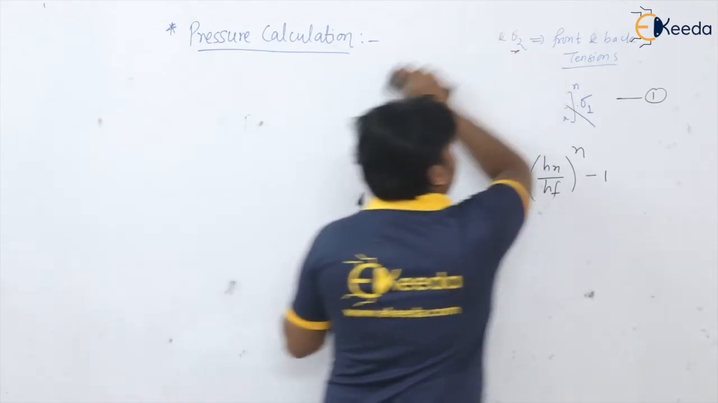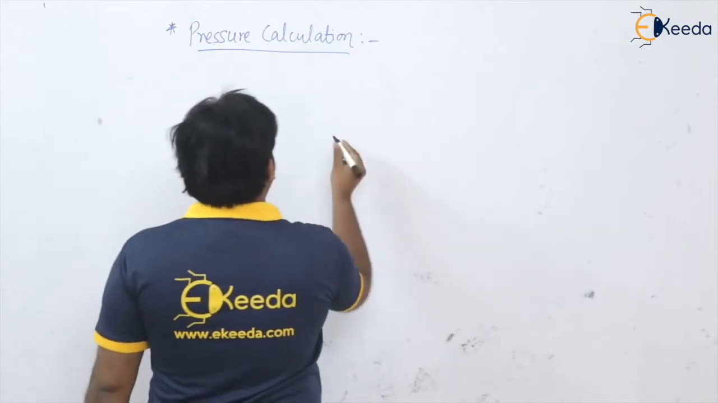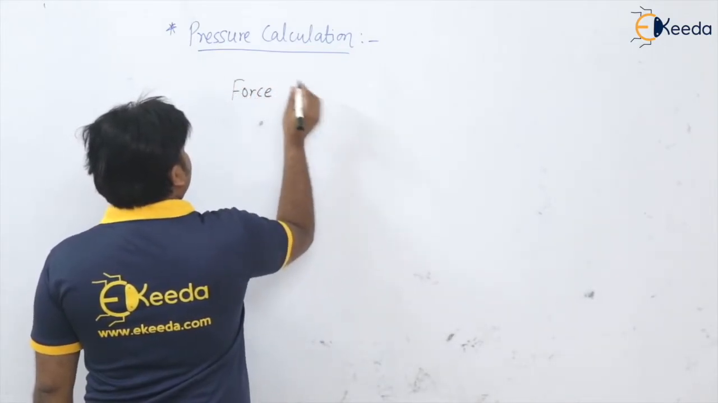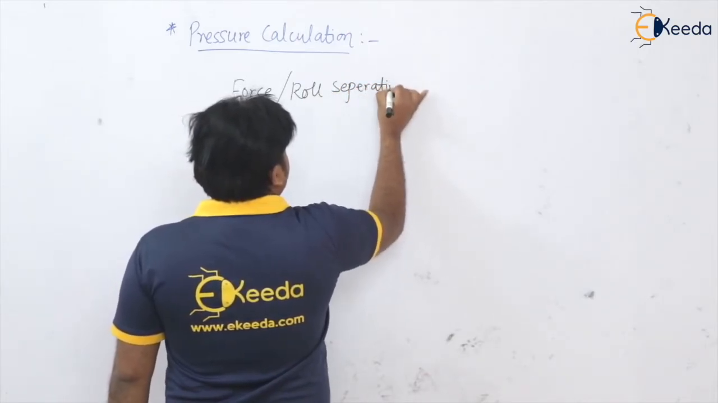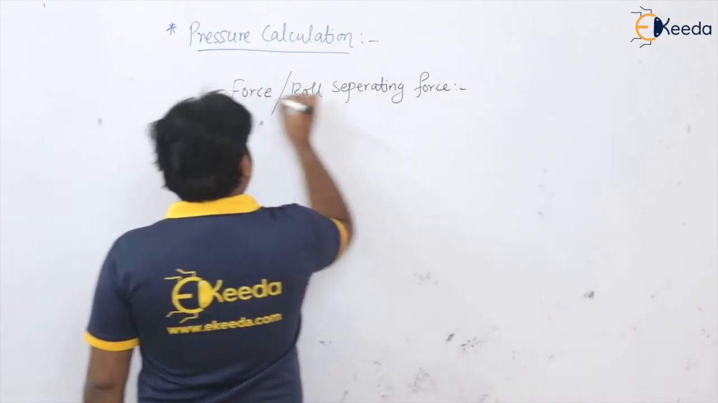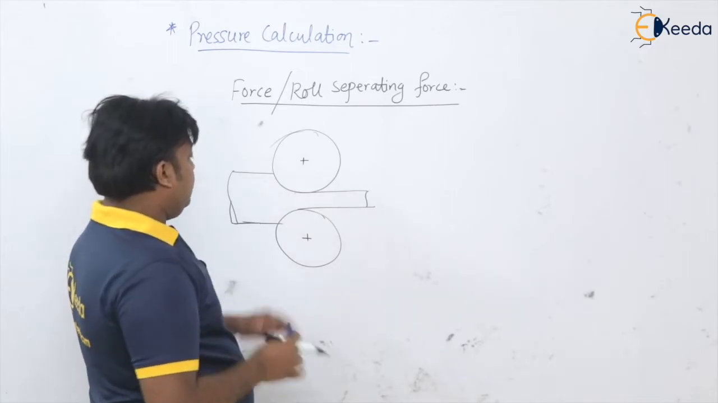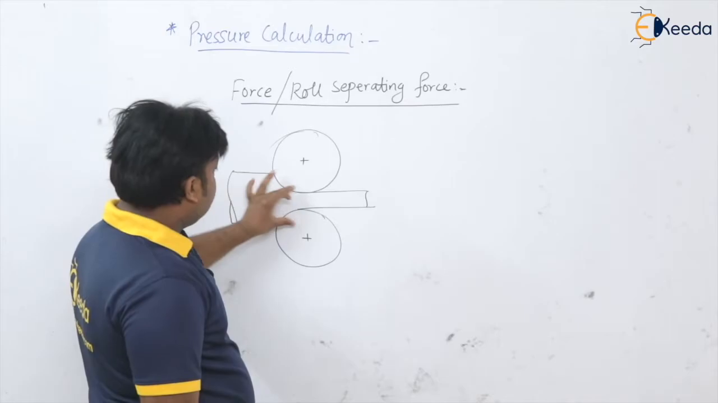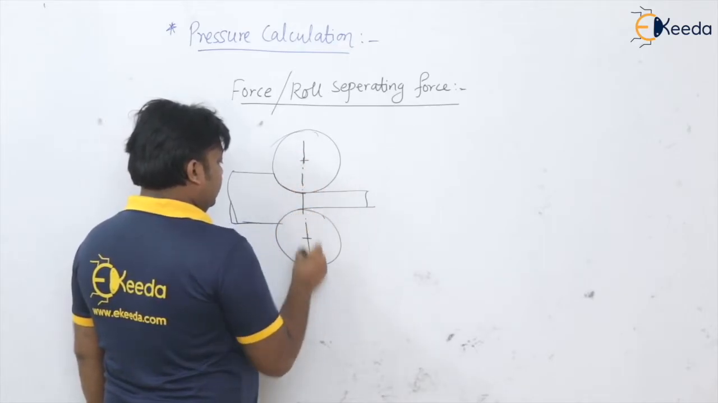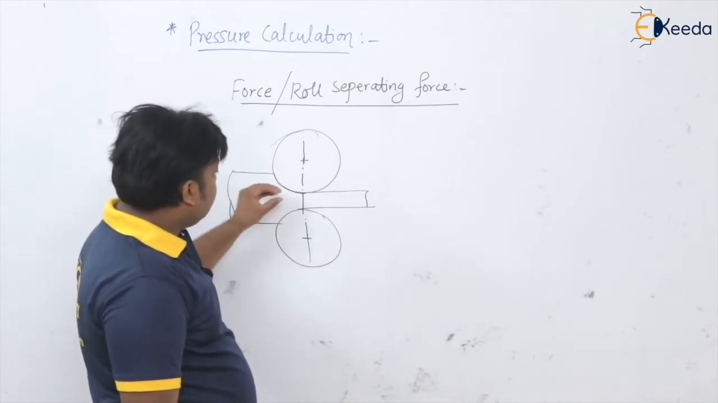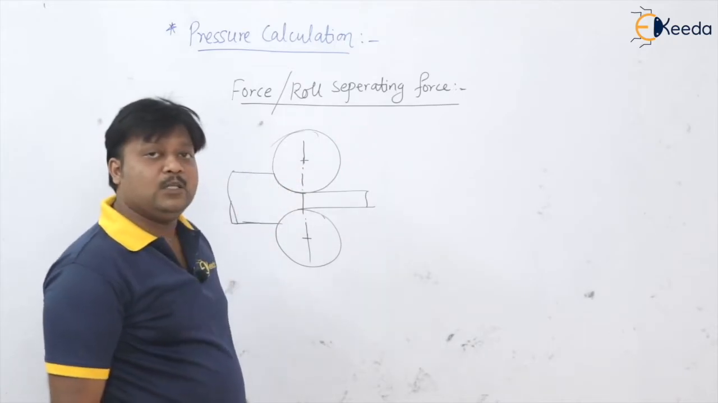Now once you get the pressure, what is next? That is the force in the rolling operation, also called the roll separating force. In the rolling operation, these rollers are compressing this plate, and they are giving a huge amount of force onto this strip. The strip is also giving, as we know, a reaction. Because of this reaction in the opposite direction, these rolls try to separate, and that is why this force is called the roll separating force.